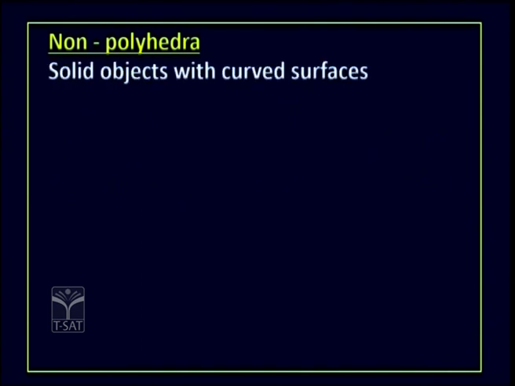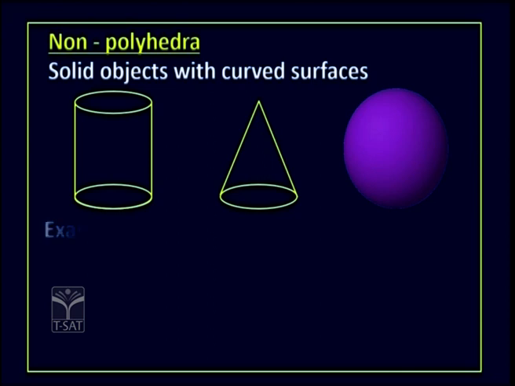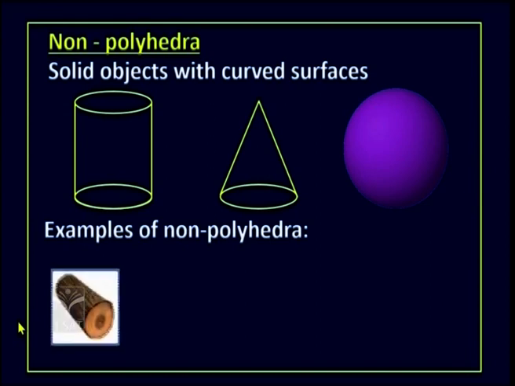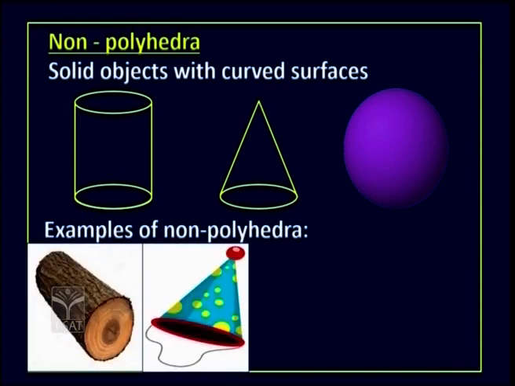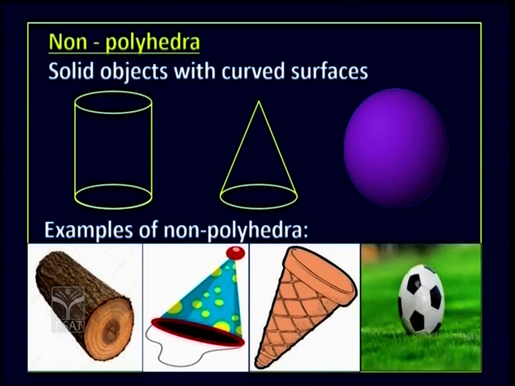Now, let us understand what are non-polyhedra. Solid objects with curved surfaces are called non-polyhedra. Children, you can observe cylinder, cone, sphere. Can you give examples of non-polyhedra in our day-to-day life, children? Yes, let us see some examples. Wooden log, birthday cap, ice cream cone, football.